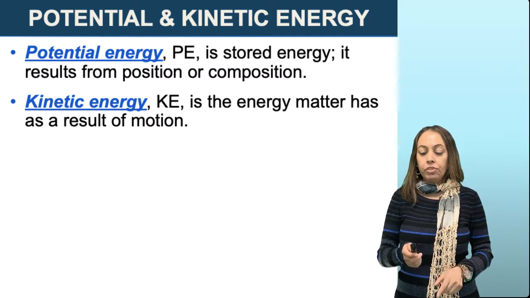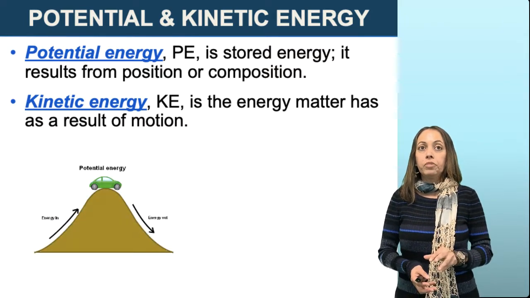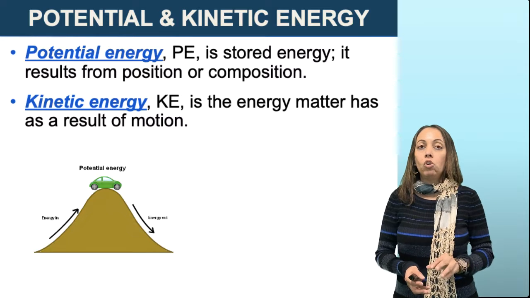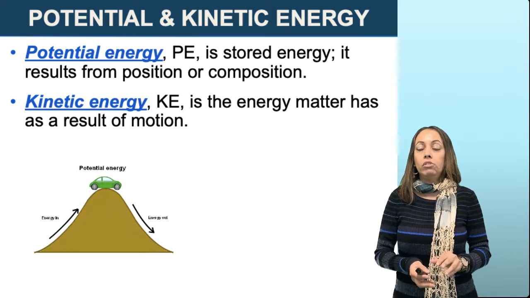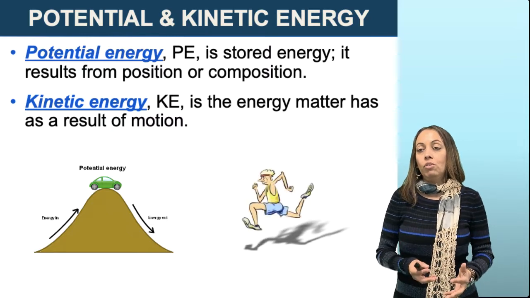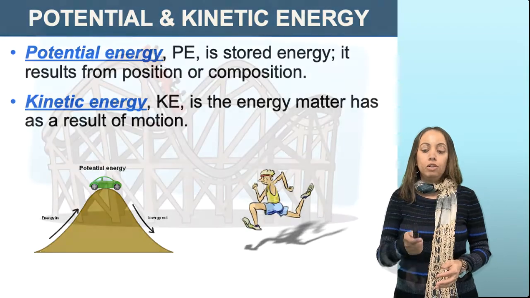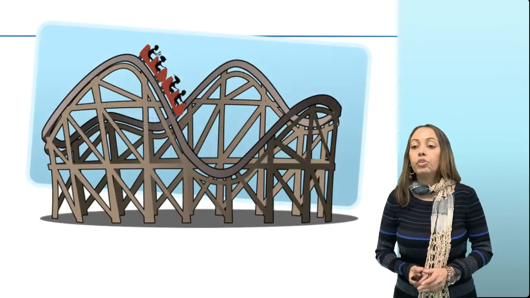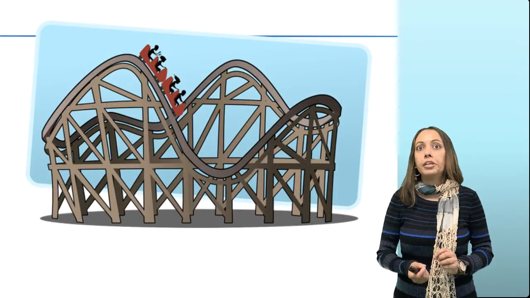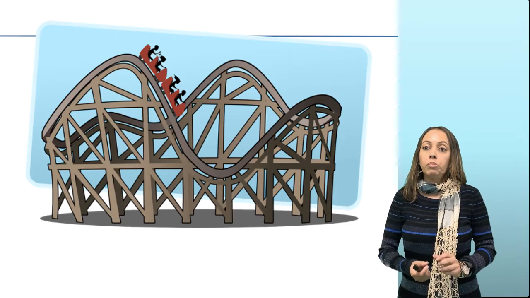Here are two pictures, one in which the car is on top of a hill and it's not moving, so all the energy contained in the car is a result of potential energy. And here we have a runner who is running at full pace, and all the energy he has is now kinetic energy. A really good example of conversion of potential and kinetic energy is a roller coaster or a car that is parked in the parking lot.